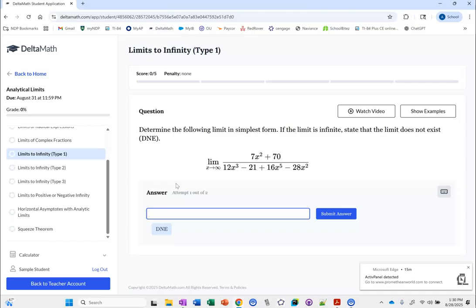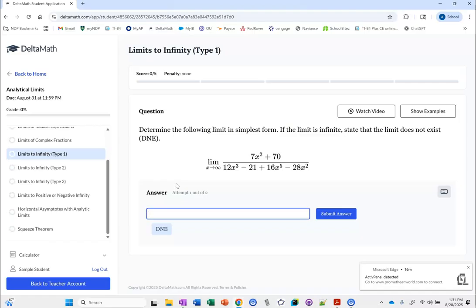So if I look at the numerator, what's the fastest growing piece of the numerator? The x squared part, right? If I look at the denominator, what's the fastest growing part of the denominator? The x to the fifth part, right? Which one is growing faster, x to the second or x to the fifth? X to the fifth, right?